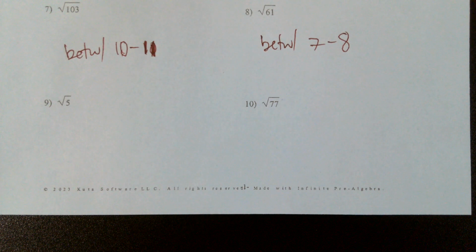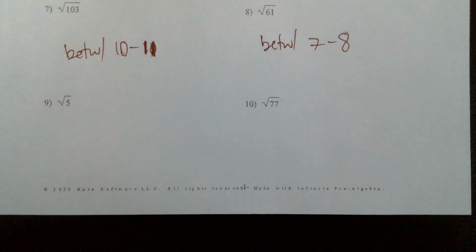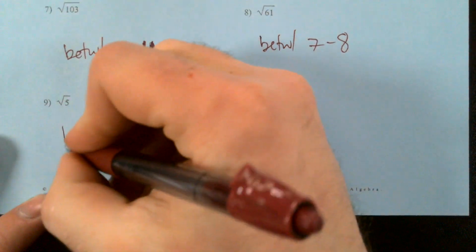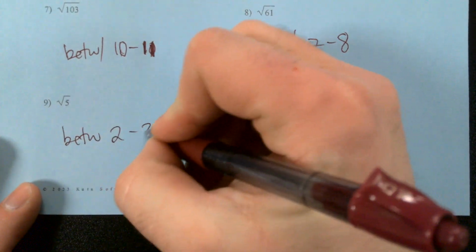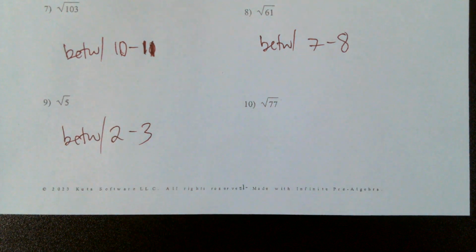Now what about number 9? Who can help me out with number 9 for a rich ticket? Square root of 5. Go ahead, Muhammad. Between 2 and 3. Yes, between 2 and 3. Absolutely right. Thank you, sir.